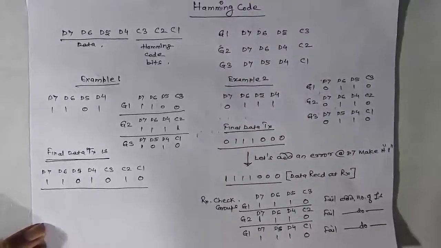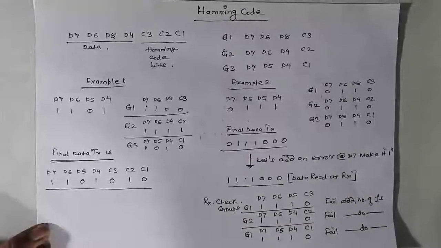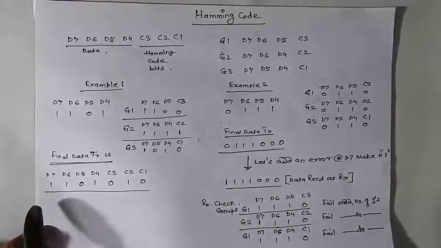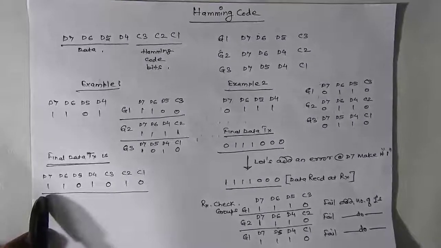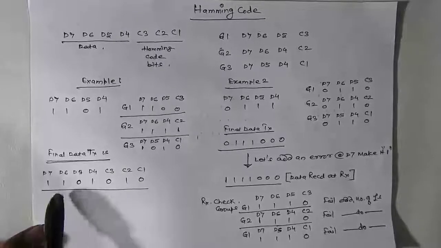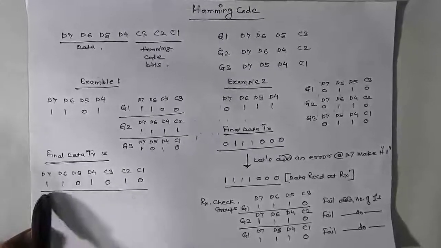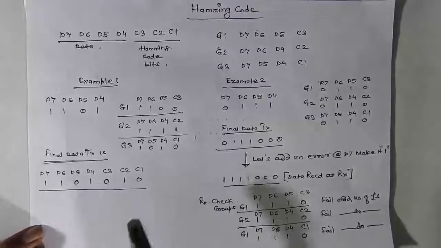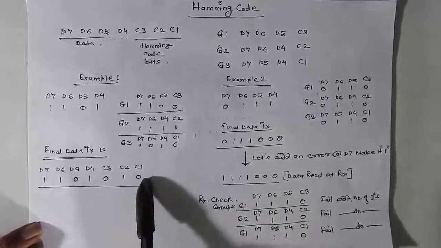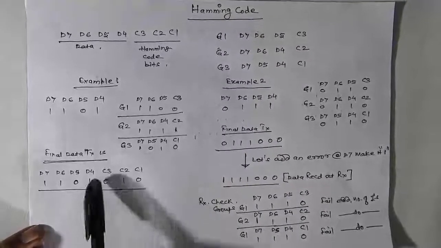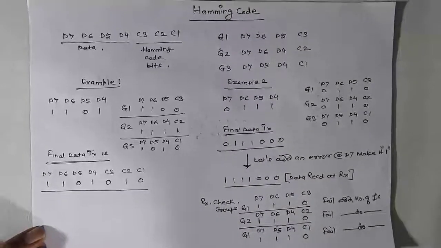So let's put the C3, C2 and C1 bits at their respective positions. This will be the final data which will be transmitted from the transmitter, and it will be nothing but 1101, which are the data bits, and C3, C2 and C1, which are 0, 1 and 0. So the data has an even number of ones in each group, and this is how it has been grouped.